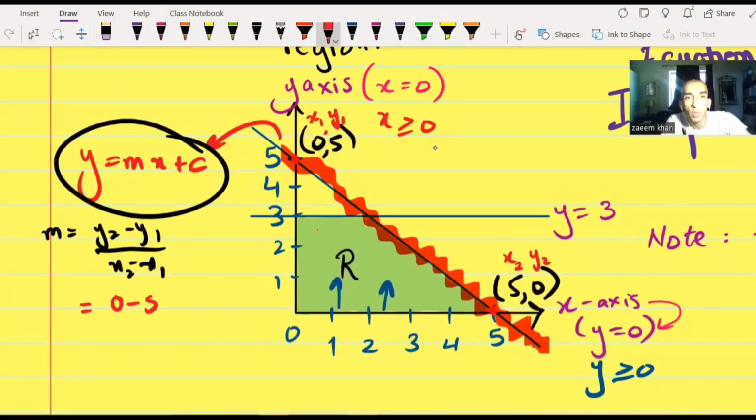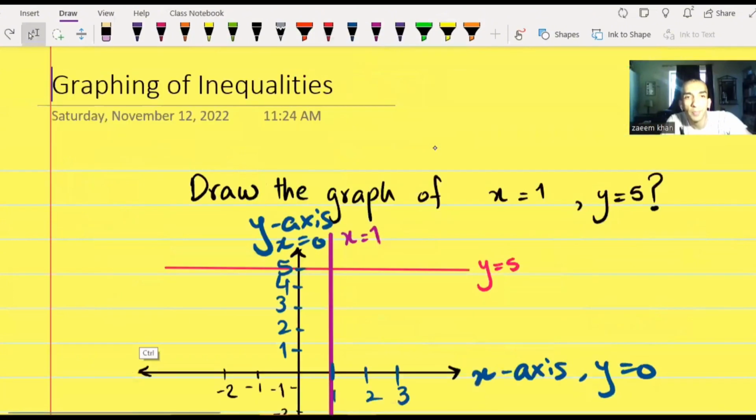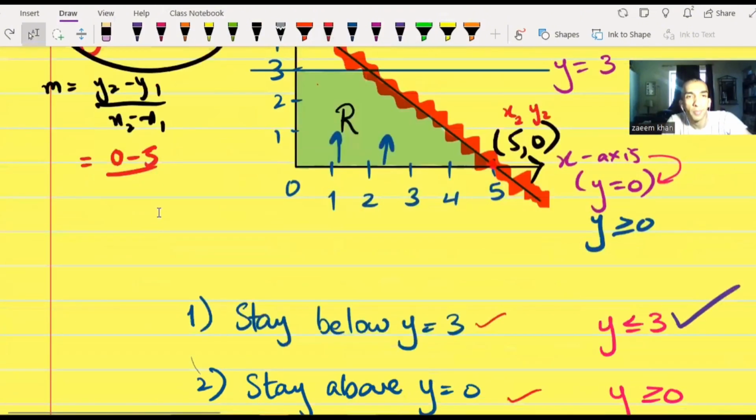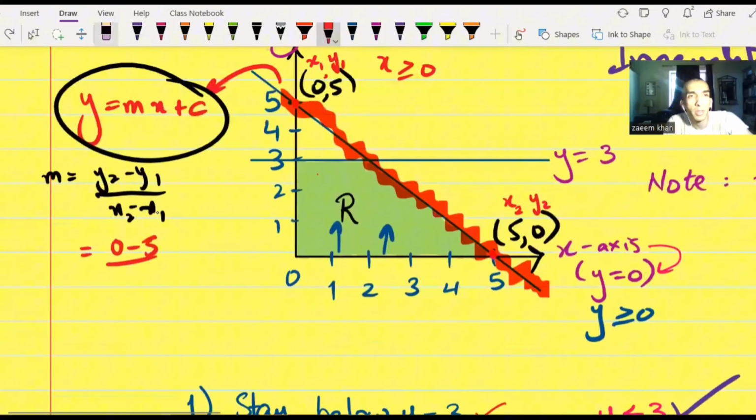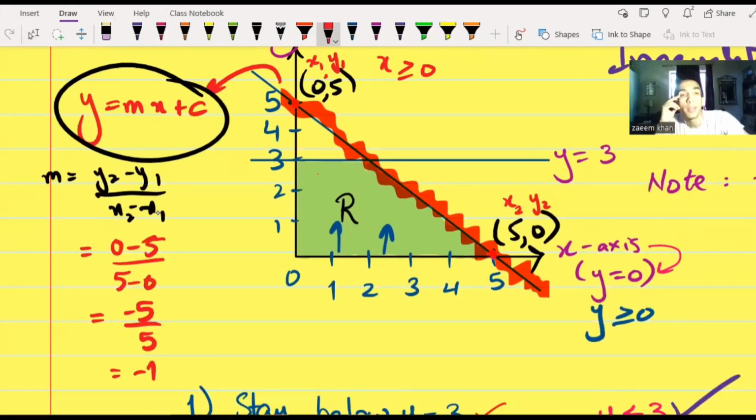So 0 take away 5 divided by 5 minus 0. 5 take away 0. So what's the answer? 0 take away 5 is how much? Minus 5, or negative 5, divided by 5, which once again gives you the value of m as just minus 1. Beautiful. Now you're done with this value, m.